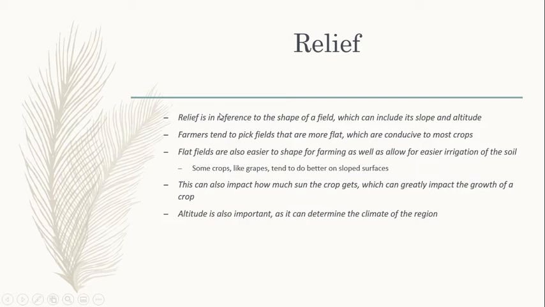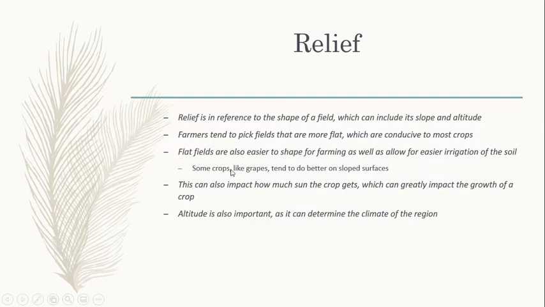Next is relief. Relief isn't talking about getting relief from somebody, but it's talking about the shape of a field, which can include its slope and altitude. Now, some plants actually tend to fare better on higher slopes. Some plants tend to fare better on flat ground. And we'll see why that is right now. So farmers tend to pick fields that are more flat, which are conducive to most crops. Flat fields are easier to shape for farming, as well as allow easier irrigation of the soil. Irrigation meaning getting it wet.